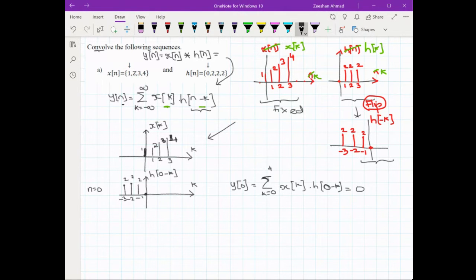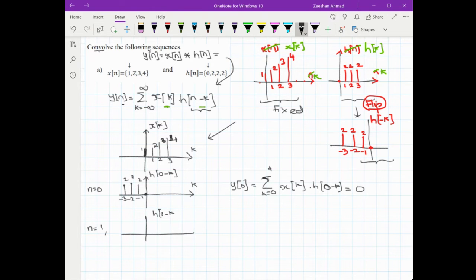Now what we will do here, we will shift to the right by 1 here. So shift to the right by 1 means the value of n will be 1 here. Okay, if we shift to the left by 1, the value of n will be minus 1 here. So in this case, what we have, basically, I'm just plotting the h of n minus k here. Okay, so what will happen? For example, this is h of 1 minus k.